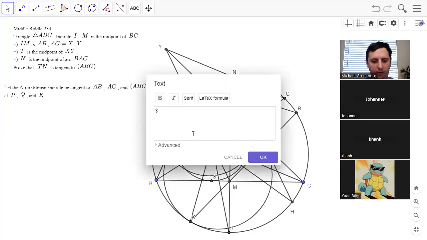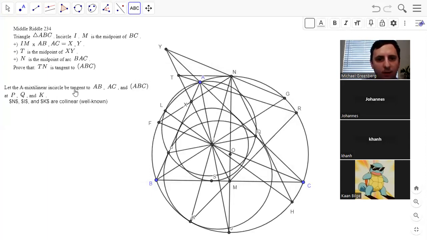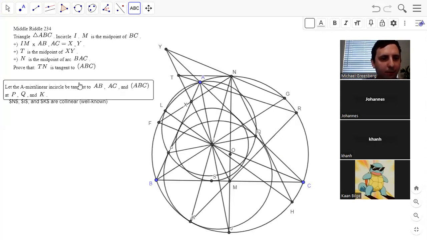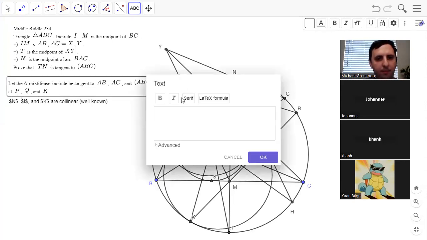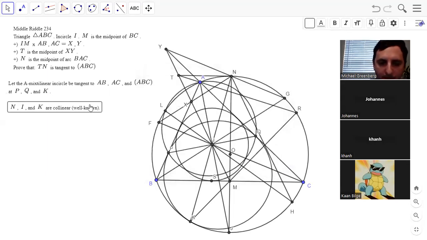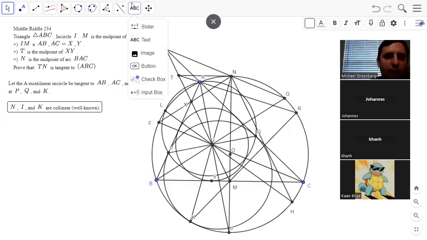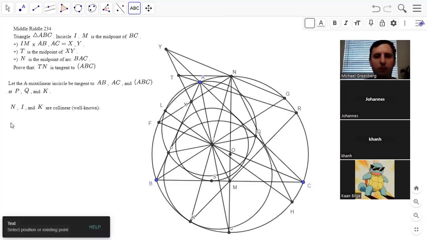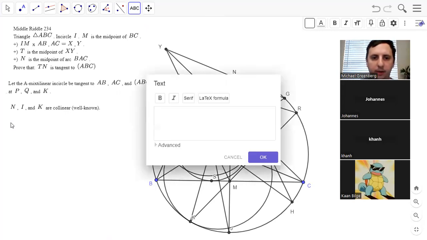Okay, so I think we should prove the fact that NX passes through the midpoint of arc AB, because I don't think that is familiar. That's well known. Yeah, let's see if we can prove that. Okay. So I'm just gonna write out what we know or what we've done, and then we can try to fill in the details.